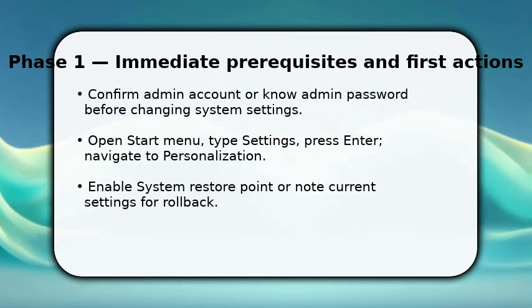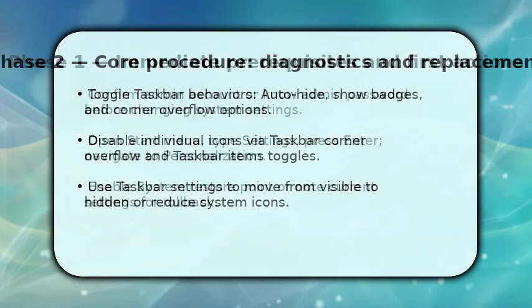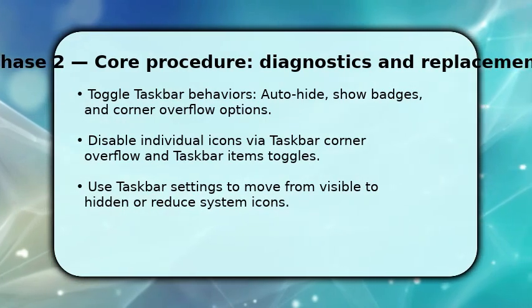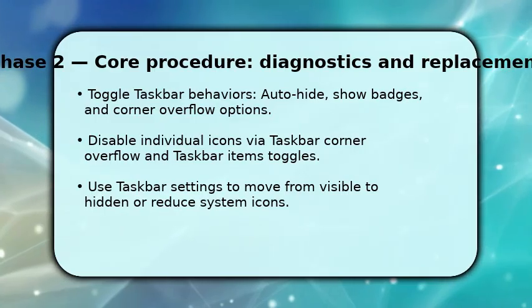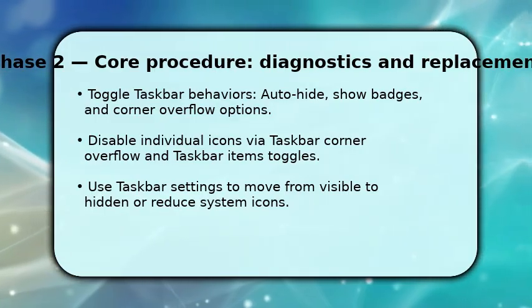Once inside taskbar settings, decide whether to auto-hide or remove icons. Turn on auto-hide to make the taskbar retract when not in use. This effectively removes it from view.